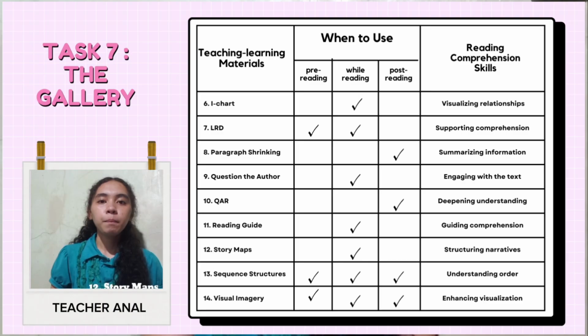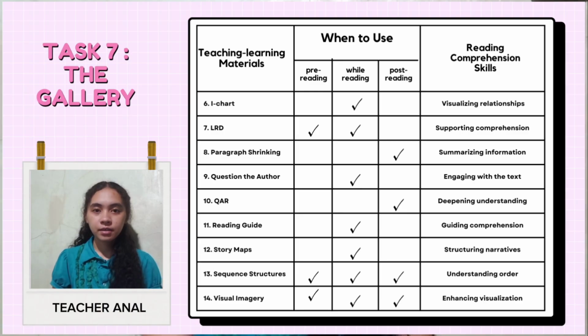Number 12, story map. When to use: post-reading or during reading. The reading comprehension skill: structuring narratives. A story map helps students outline the elements of the story, such as setting, plot, and character, which aid in comprehension and recall.